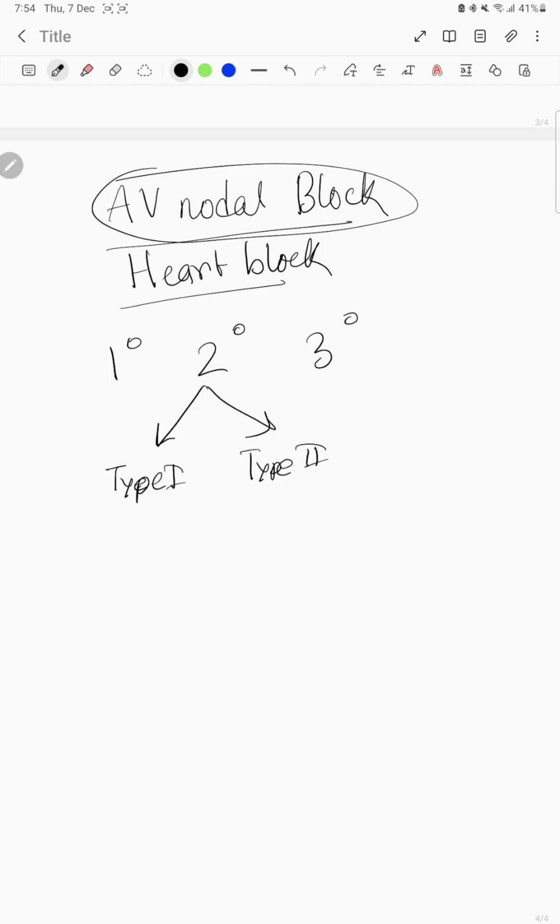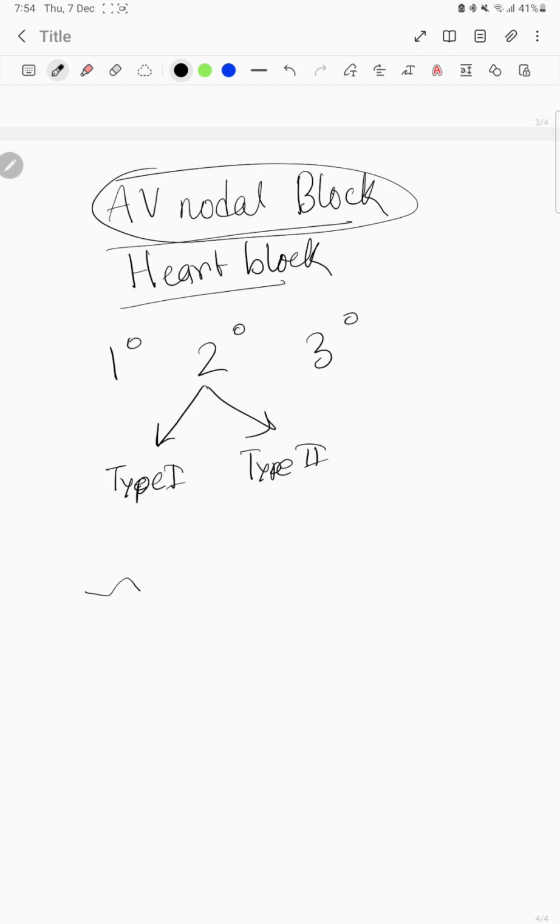What is first degree block? First degree block is basically when the PR interval increases in the ECG. In other words, the impulse generated from the SA node is taking more time to travel through the AV node than it should. So the impulse generated in the SA node is taking more time to go through the AV node.